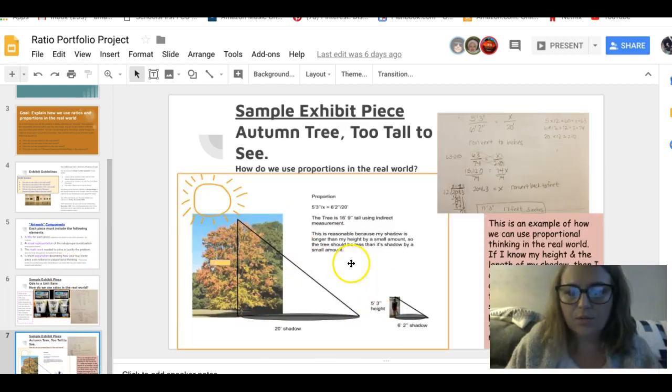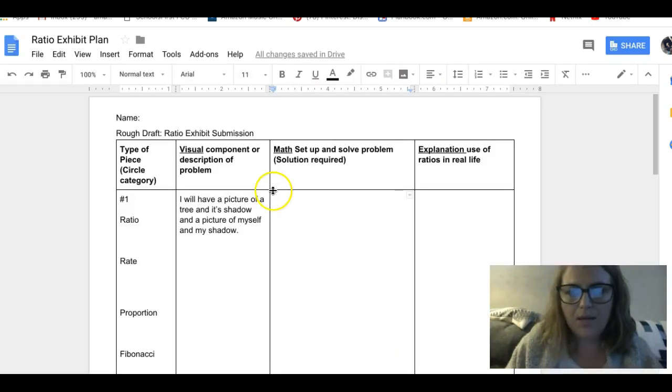So if this was my piece in my plan, I don't need to actually put the picture here. I just need a short explanation of what it is. I will have a picture of a tree and its shadow and a picture of myself and my shadow. It doesn't need to be more than that. You could also just sketch. If you printed this, you could just sketch a tiny drawing of what it's going to look like.